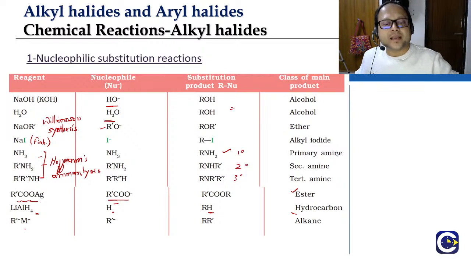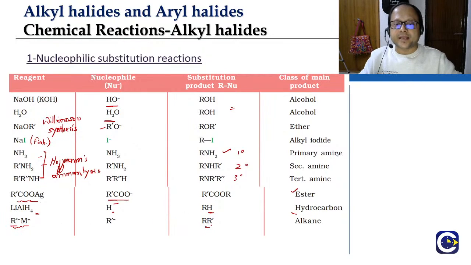Then at the end you have got this metal here, and this is the carbanion that you are getting with the help of this, and it will replace it. For example, if you take Grignard reagent, then this can happen, or Wurtz reaction also, this is going to be helpful. That we'll talk about later. But these are the basic nucleophiles that you have got, which can replace here.